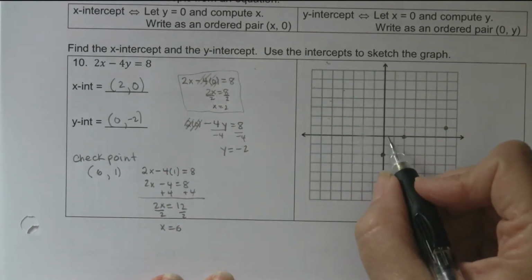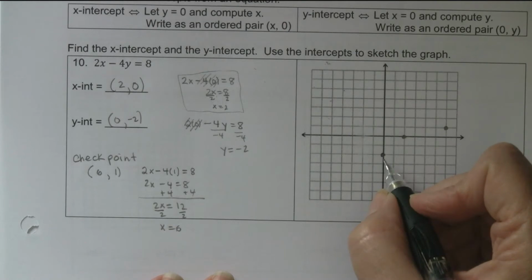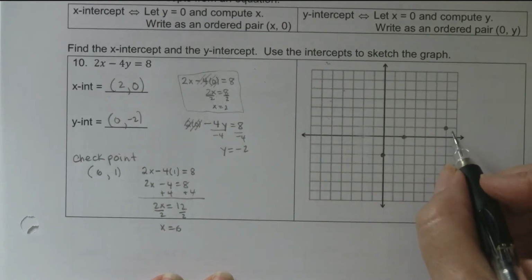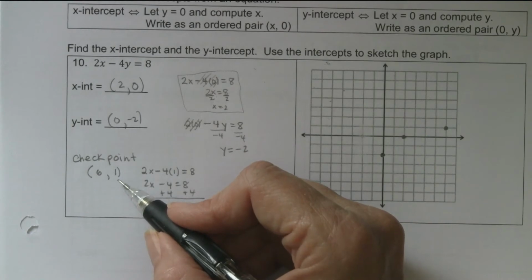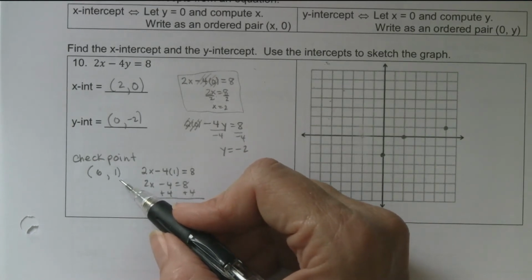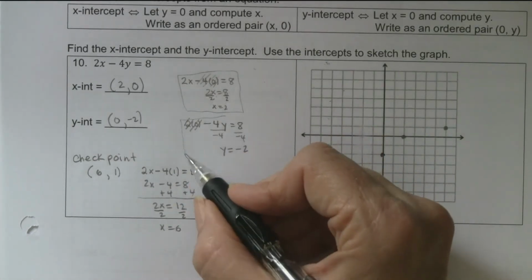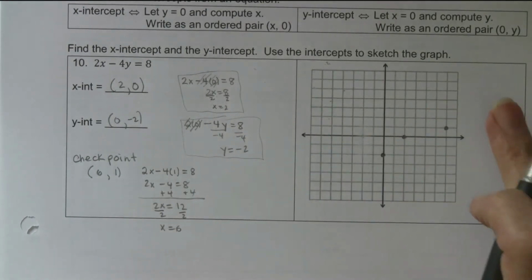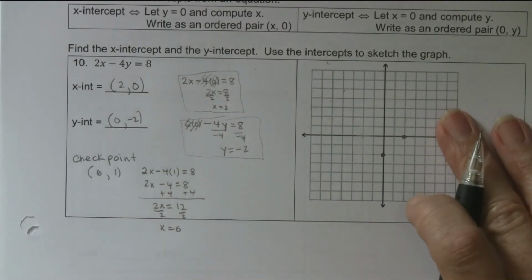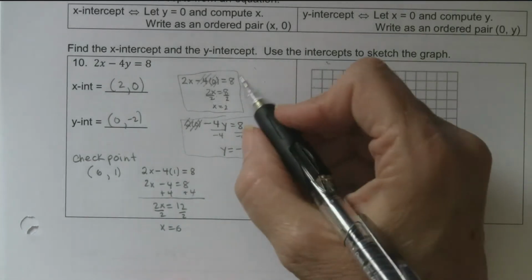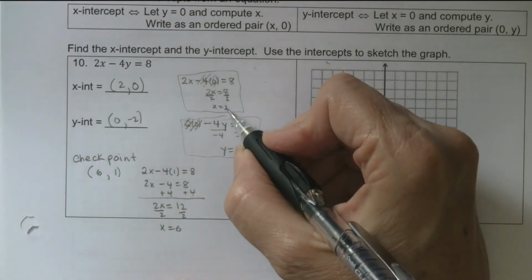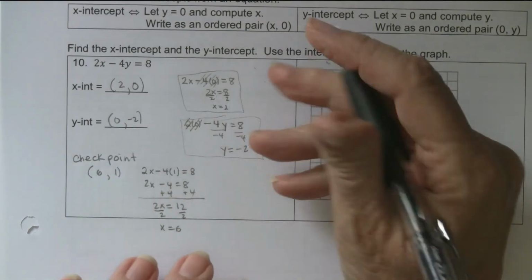Over 2 up 0, over 0 down 2, over 6 up 1. And it was only my checkpoint that let me know that there was a mistake. If I hadn't had my checkpoint, I would not have known there was a mistake, because I would have had those 2 points and I would have thought it's perfect, right? So my checkpoint actually saved me. I didn't make a mistake on purpose on this one, but 8 divided by 2 is not 2. 8 divided by 2 is 4.